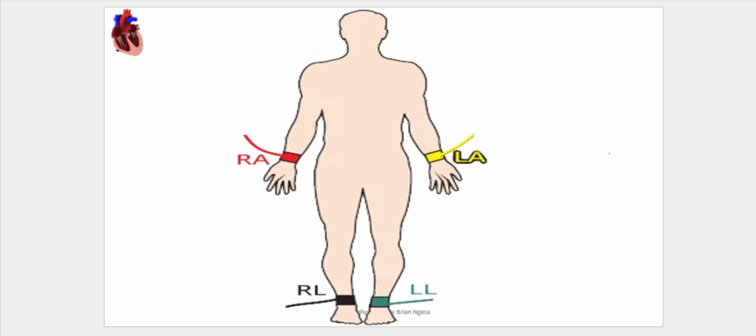So let's examine our second type of lead. In this group, we have the augmented leads. Some people refer to them as Goldberger leads. We actually have 3, and they have 3 electrodes.